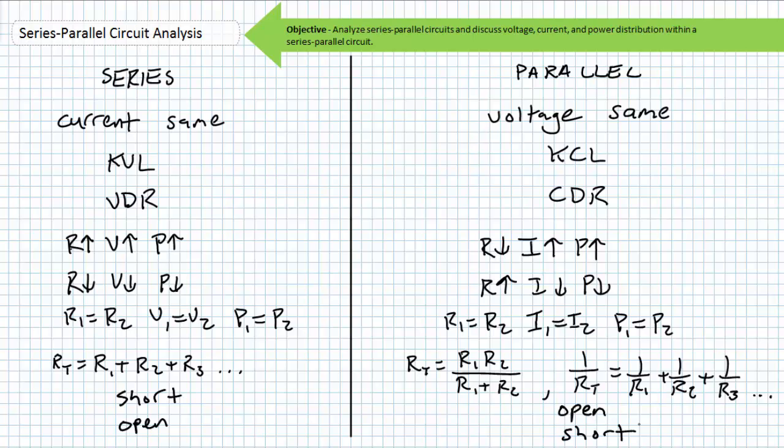An open inside a series relationship will cause all current through the series circuit to cease. A short inside a parallel relationship will cause current to dramatically and potentially catastrophically increase.